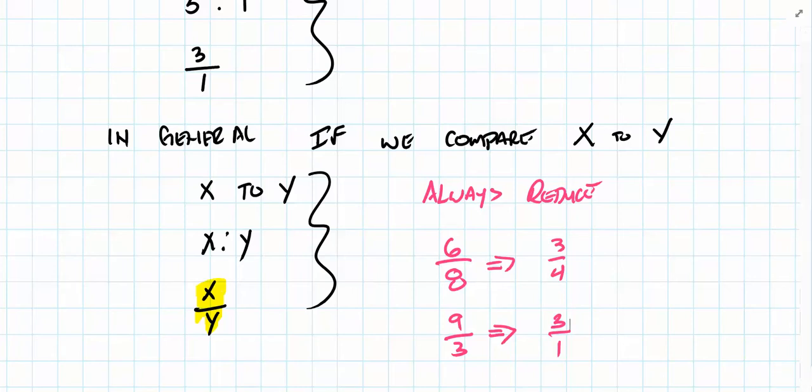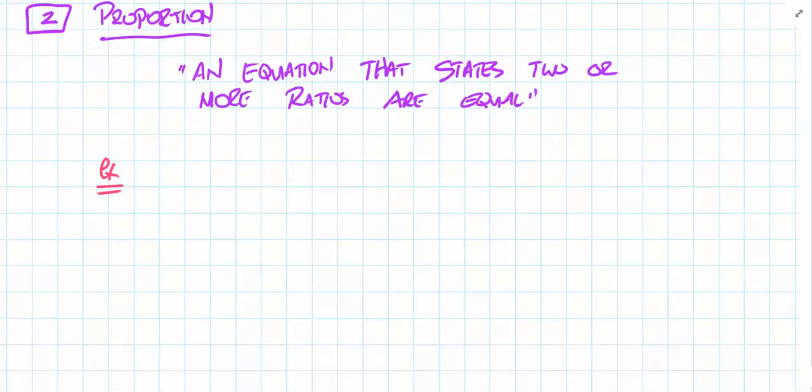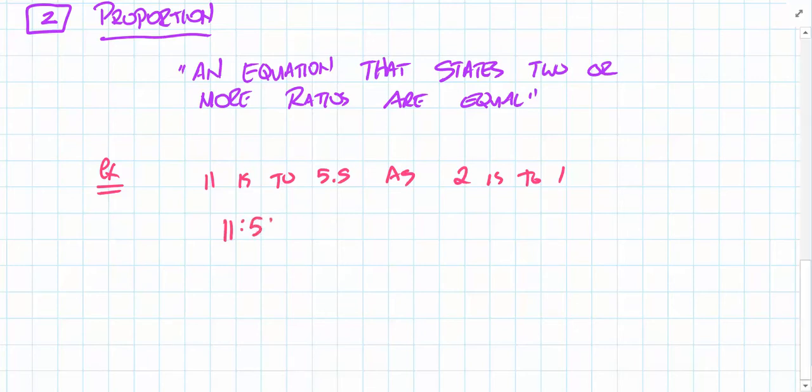All right, so a proportion, different than a ratio. A proportion is the equation that states that 2 or more ratios are equal to each other. Okay, so 2 or more ratios set equal to each other. So we have to have an equation. So there will be an equal sign in there. So what if I said 11 is to 5.5 as 2 is to 1. This is now a proportion because I have 2 ratios set equal to each other. So I have 11 to 5.5 is equal to 2 to 1.